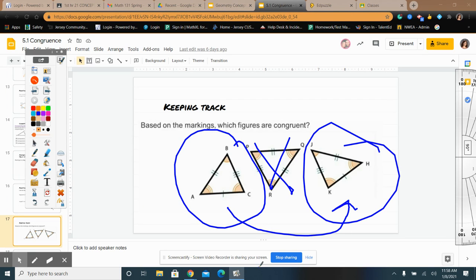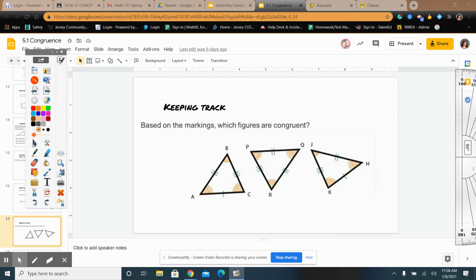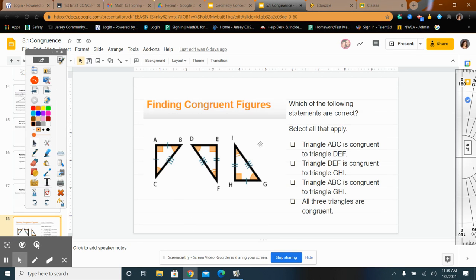ABC and JKH match up. They are the congruent figures. Oh, what do the statements apply? Let's practice. Triangle ABC is congruent to DEF. Well, let's see. Do they match up? What do we have here? We have 1, 1, 3. Do we have 1, 1, 3 here? No, we don't. We have 2, 3, so that's not quite true.